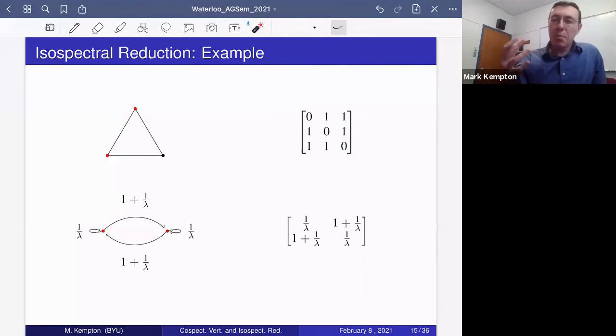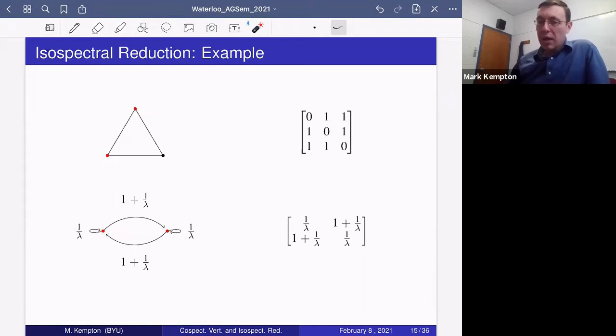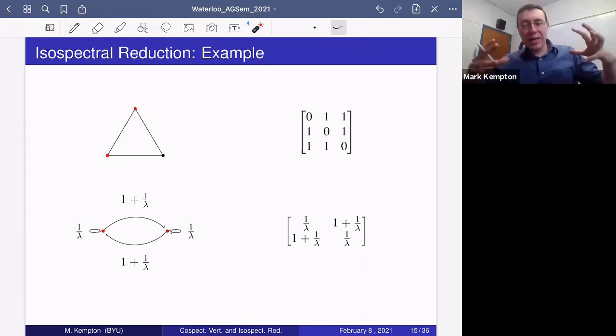I need to be looking at paths that don't involve the vertex in the subset until the very last step. So I have this path that goes from here to here, and that gives me the 1 over lambda as the weight on the loop at that vertex. Okay, so I guess the point is that there is a way of viewing this just from the combinatorics of what's going on.